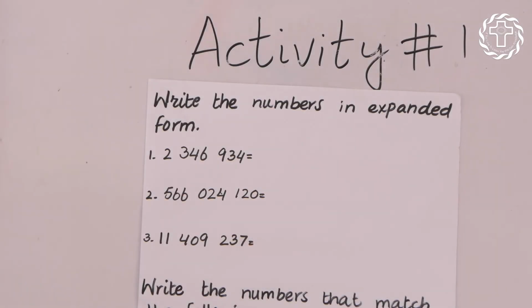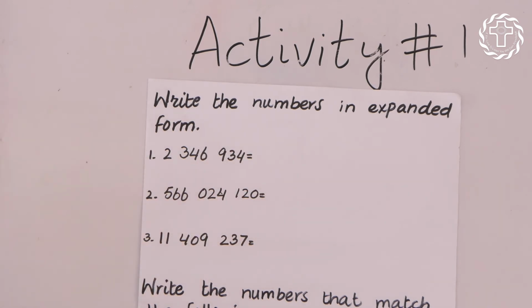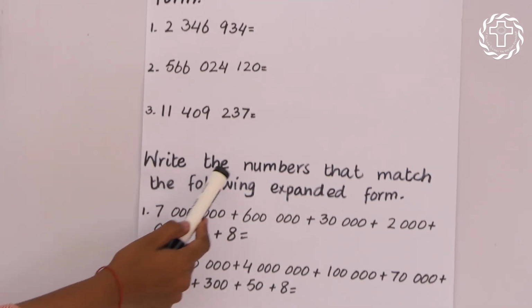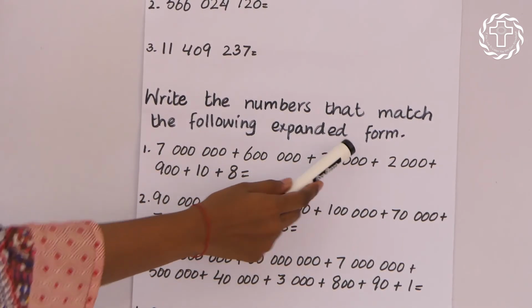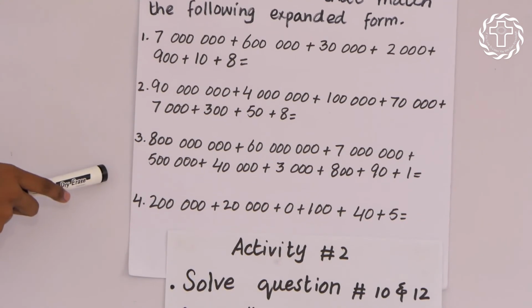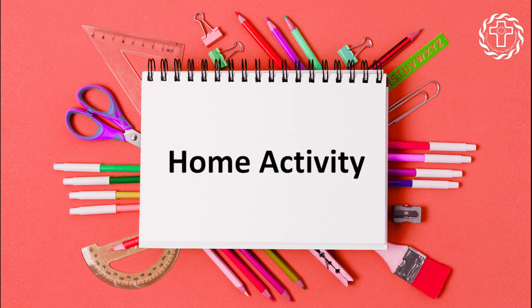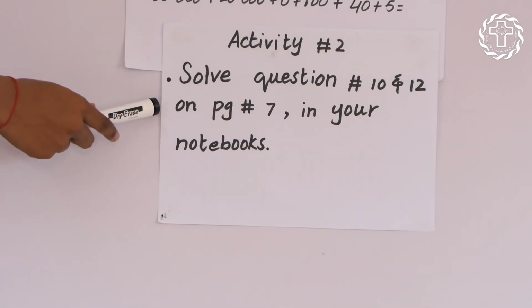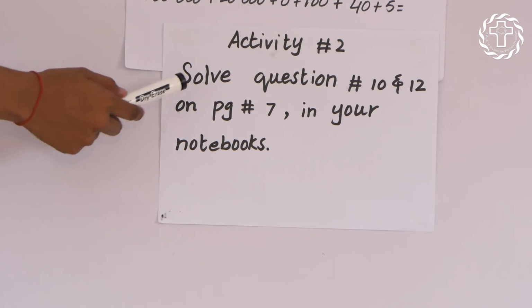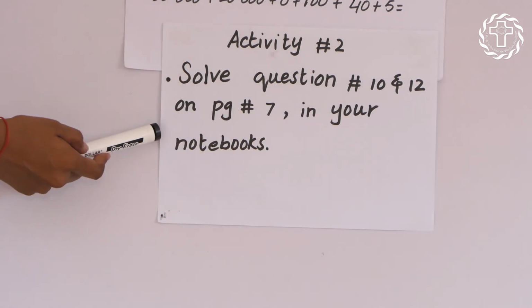This is your first activity. Write the numbers in expanded form. The second question is write the numbers that match the following expanded form. Copy these questions in your notebooks and answer them. This is your second activity. It is your home activity. Solve question number 10 and 12 on page number 7 in your notebooks.